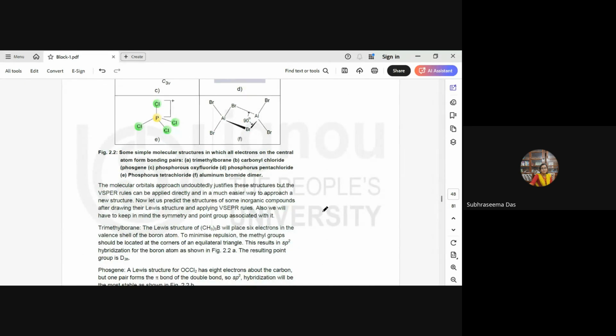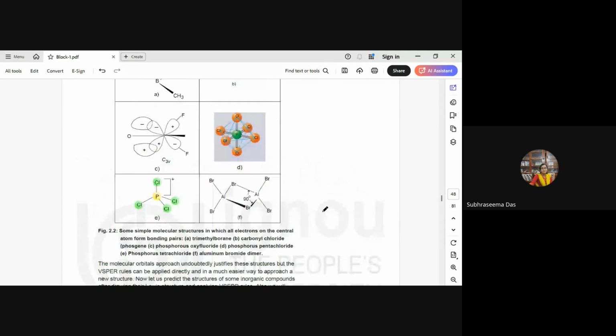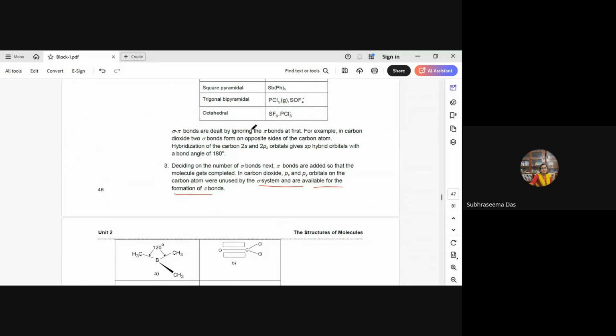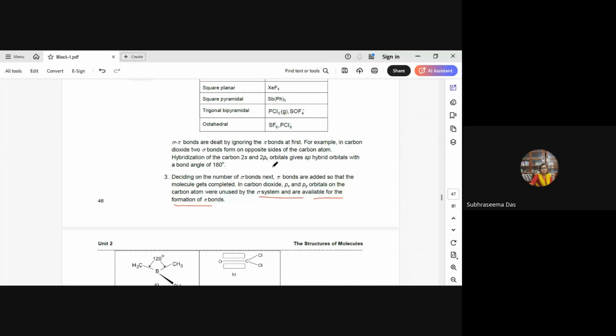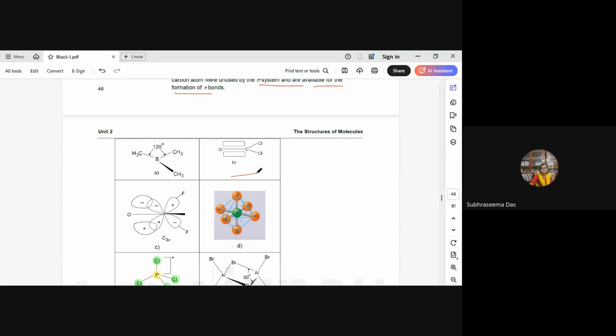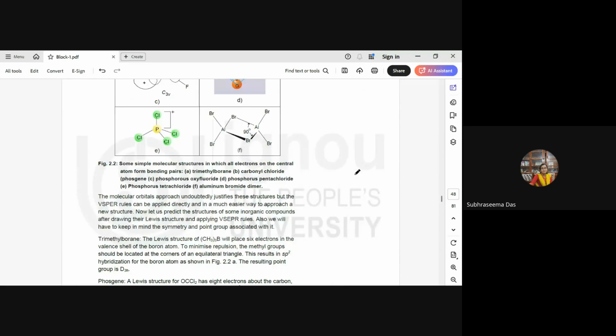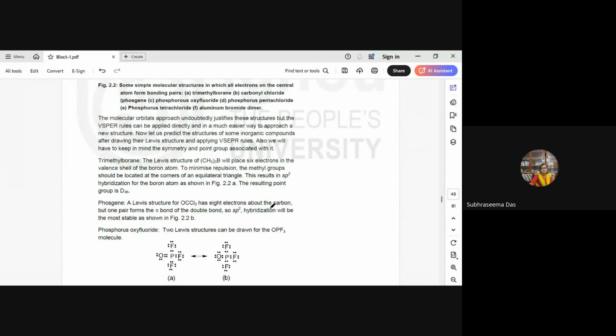By simply applying VSEPR theory, we can look into how hybridization occurs in carbon and what shape it acquires. Here are some simple molecules where the central atom forms bond pairs. The molecular orbital approach undoubtedly gives us information about the structures, but the VSEPR rules can be applied in a very easy approach.